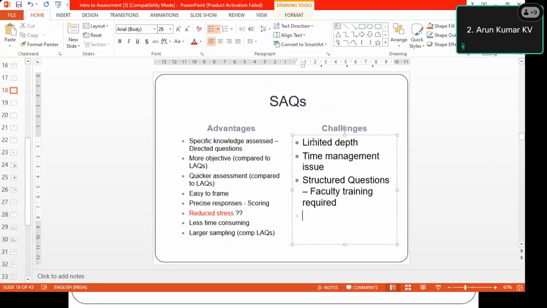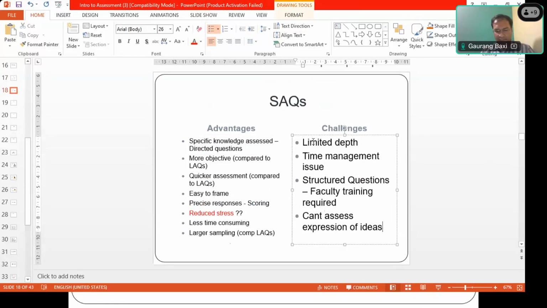Sir, assessing complex knowledge or expression of ideas can't be done, sir. Yes, so for that we have LAQs. Before we move on to LAQs, any more points for SAQs?